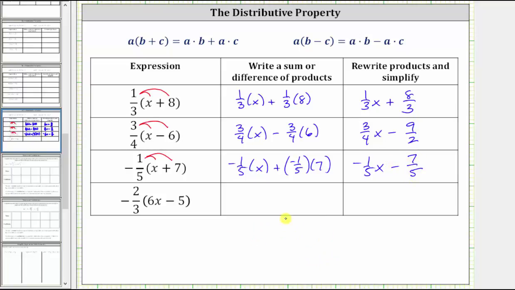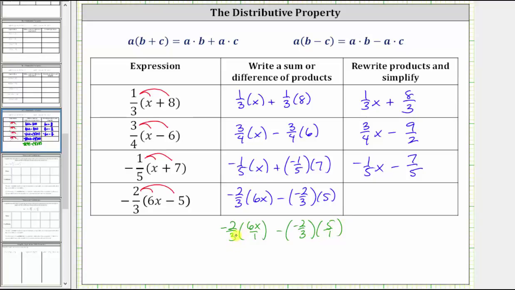And then for the last example, we have negative 2/3 times the quantity 6x minus 5. We distribute negative 2/3, which gives us negative 2/3 times 6x minus negative 2/3 times 5. Let's show some extra work down below. Let's write this as negative 2/3 times 6x over 1, and then minus negative 2/3 times 5 over 1.